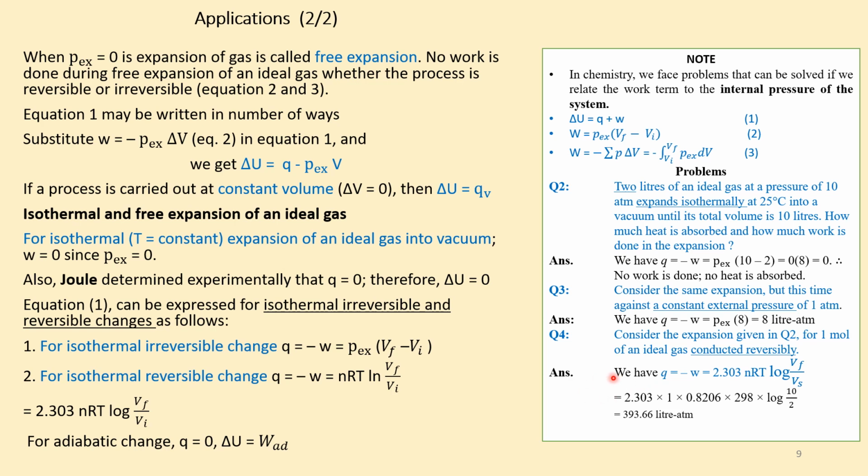We have to use the formula Q is equal to minus W, that is equal to minus 2.303 nRT into log Vf by Vi. Substituting the values, we know n is 1 mole, and the value of R is 0.8206, T is 298, that is 273 plus 25 degrees, into log of 10 by 2. The answer is 393.66 liter atm.